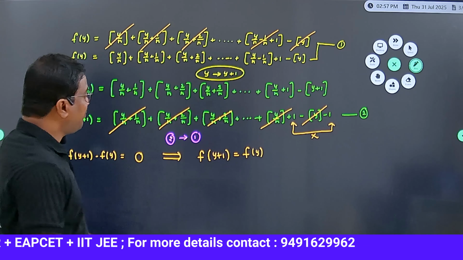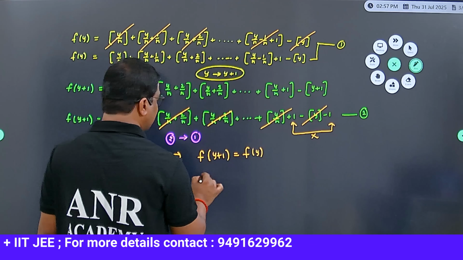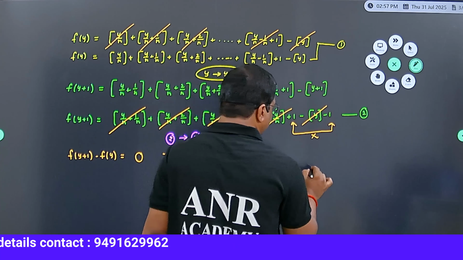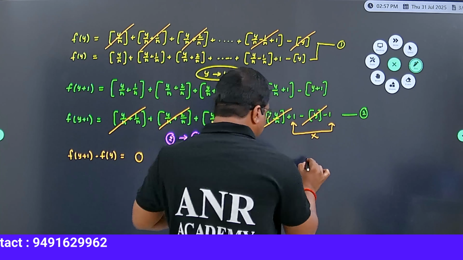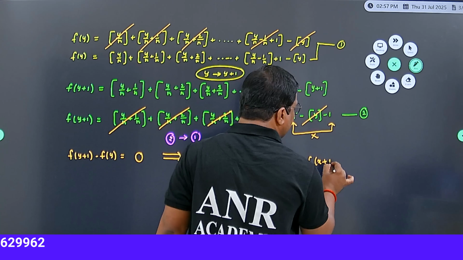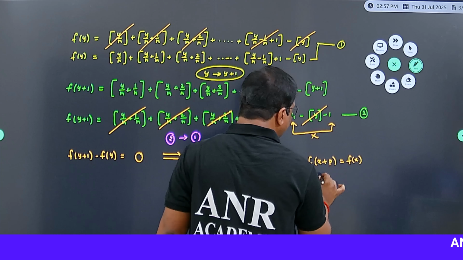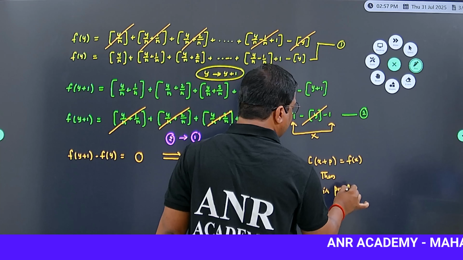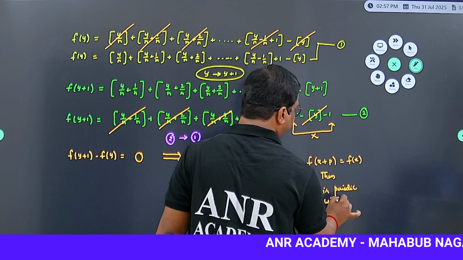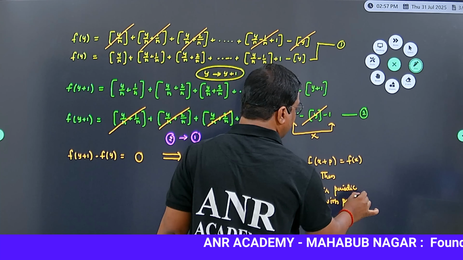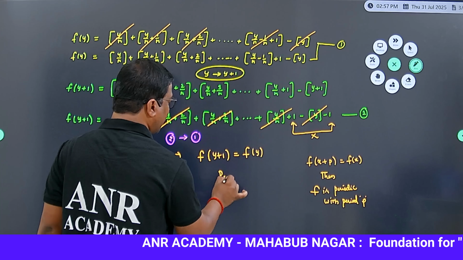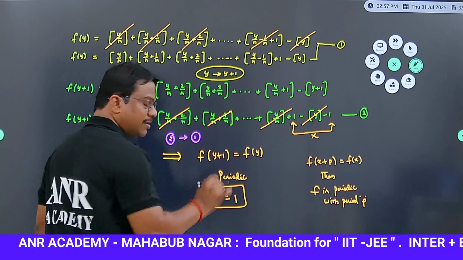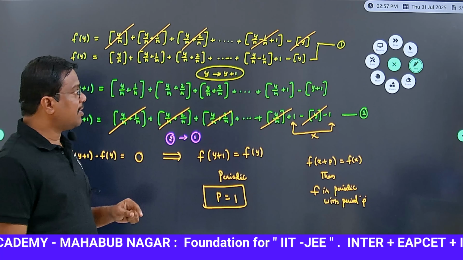So that f is a periodic function. We know the definition of periodic function: f of x plus p equals f of x, then f is periodic with period p. Hence it is periodic, and the period in this case is 1. So we got a periodic function.